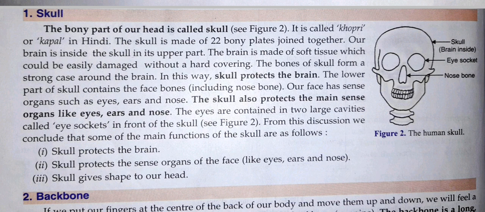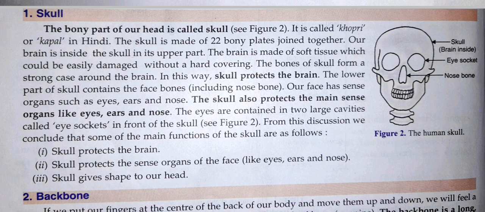Our brain is inside the skull in its upper part. The brain is made of soft tissues. You know, brain is made up of very soft tissues. It could be damaged without hard covering. So, bones of the skull form the strong case around the brain that protects the brain. In this way, skull protects the brain. So, main function of the skull is to protect the brain because the brain is made up of soft tissues.